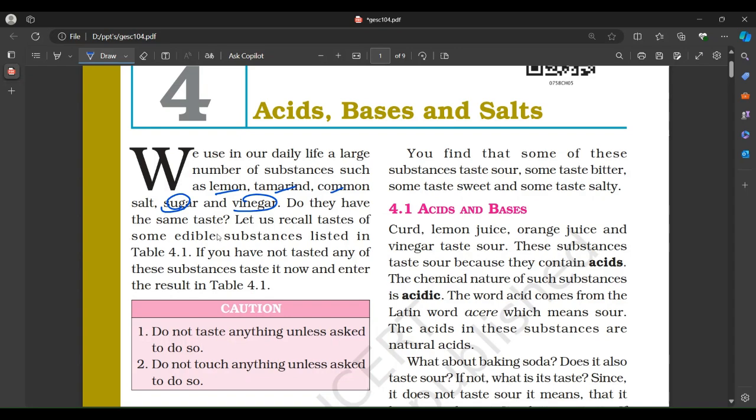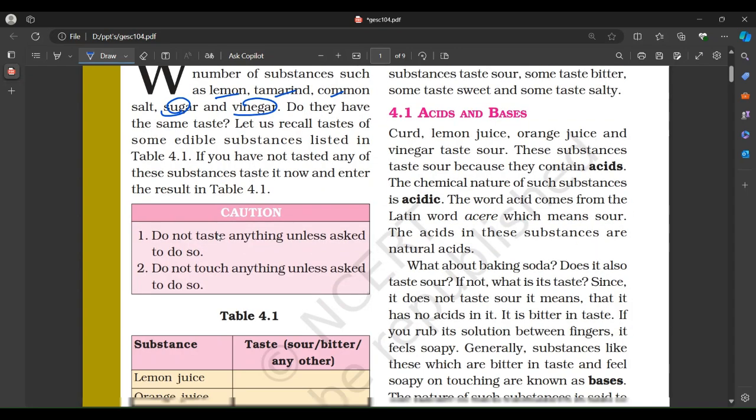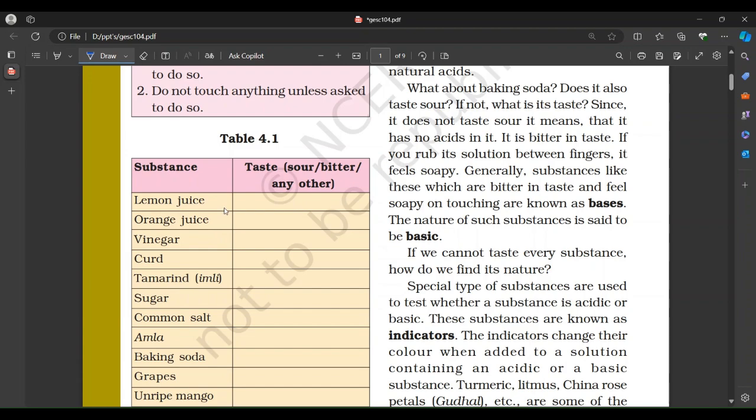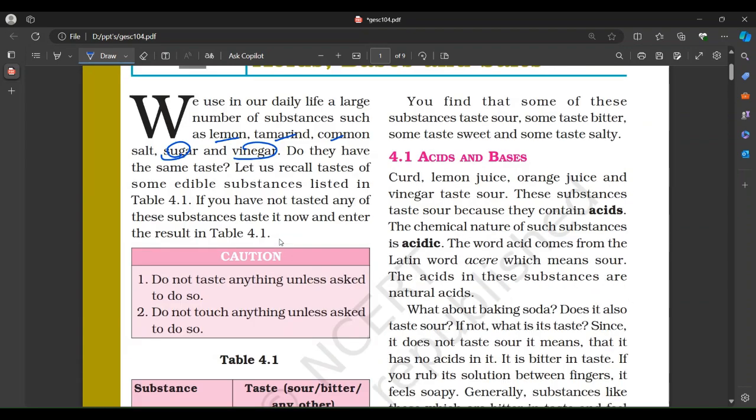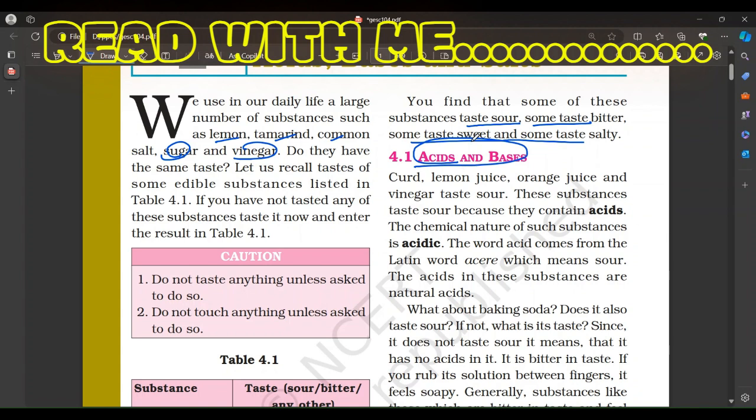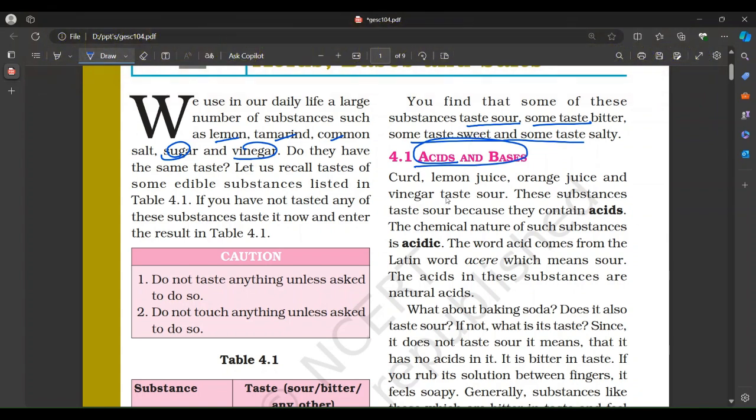So let us recall the taste of all these edible substances listed in table 4.1. You can write this down. If you have not tasted any of these substances, taste them now and enter the result in table number 4.1. You will find that some of these substances taste sour, some taste bitter, some taste sweet, and some taste salty. So in this lesson, we are going to understand about acids and bases first of all.